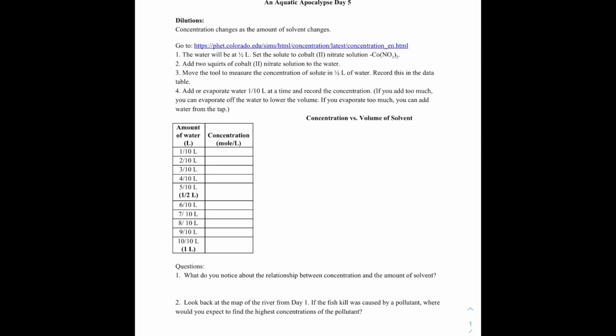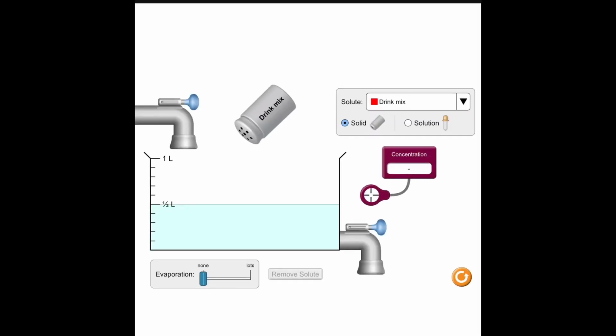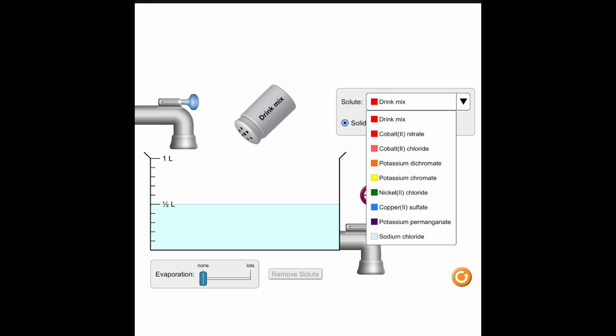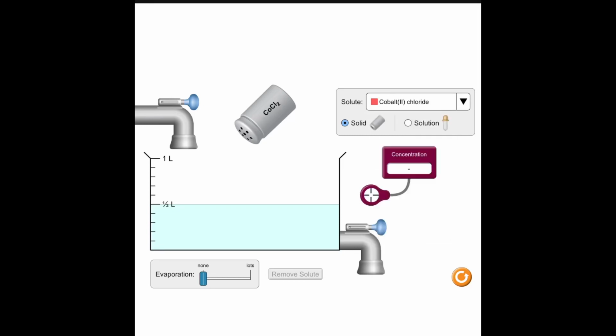And there's a simulation, a very good simulation here. Let me pull it up. In the simulation, we're actually able to adjust a couple of inputs. Let me show you a couple of inputs here. First, we're able to change the different chemicals. Let's just throw a random chemical in there first, cobalt chloride. And I'm able to add different amounts of cobalt chloride. That is our solute. I'm also able to add water, which is our solvent.